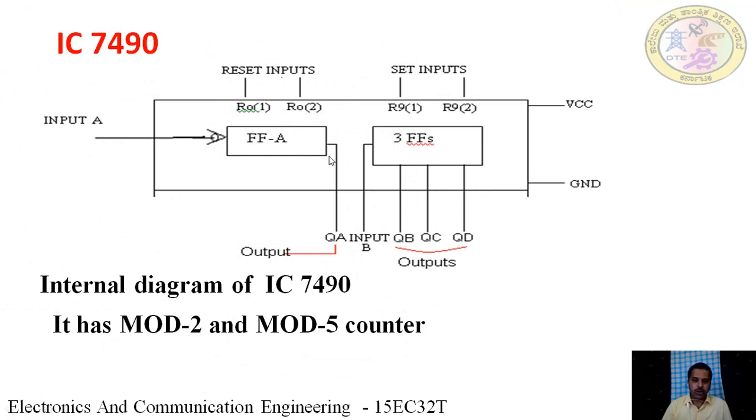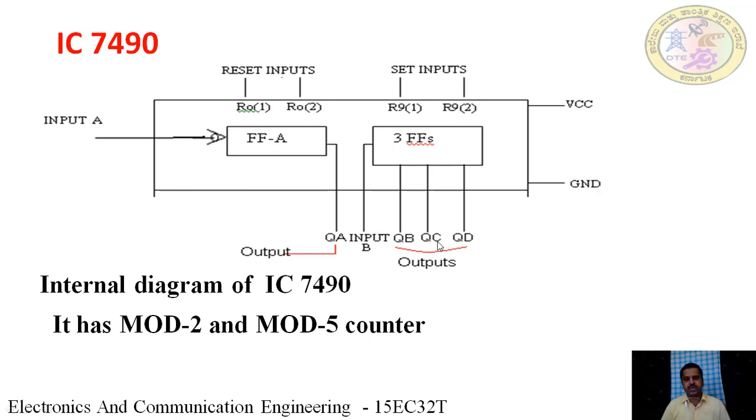The output of the first mod 2 counter, or flip flop A, is given as input to the second flip flop to make it a mod 10 counter. It is a mod 2 and mod 5. To make it a mod 10, we multiply 2 into 5, which is 10. We have the reset inputs 1 and 2, set inputs 1 and 2, and VCC and ground. It is required for operation.